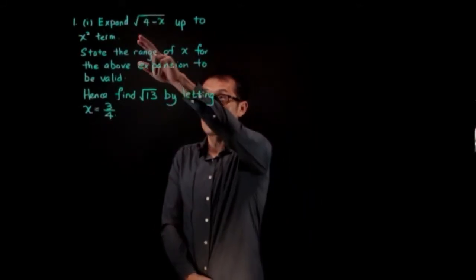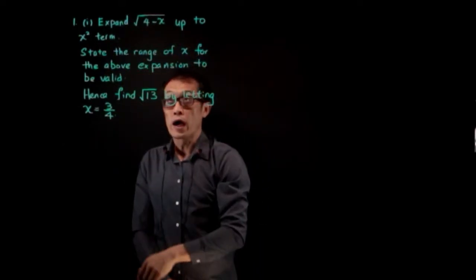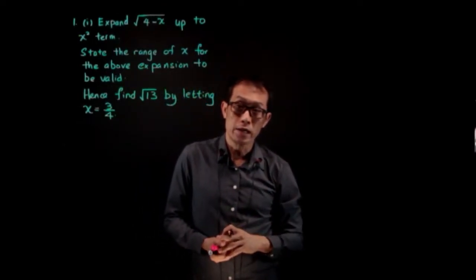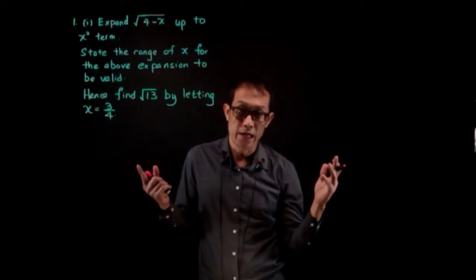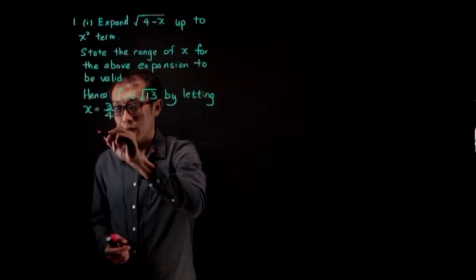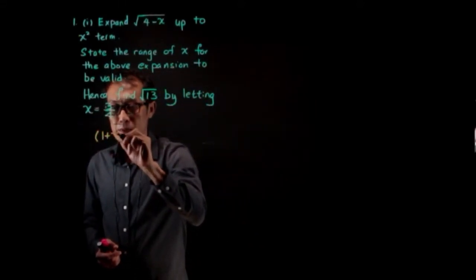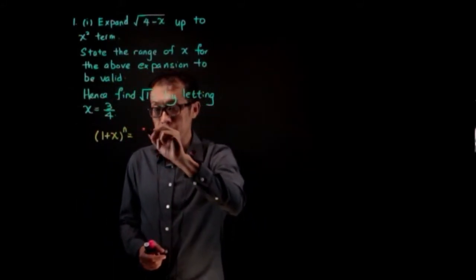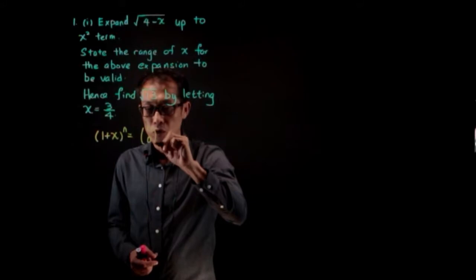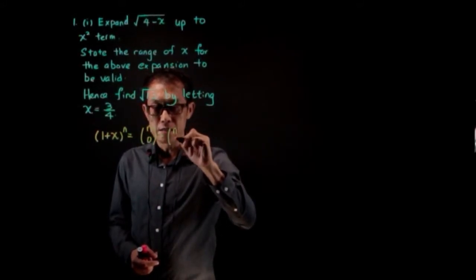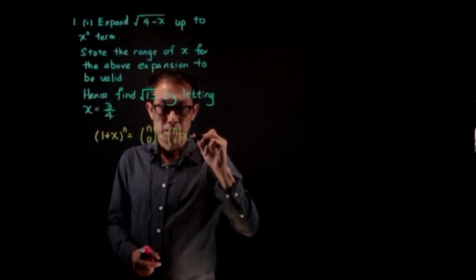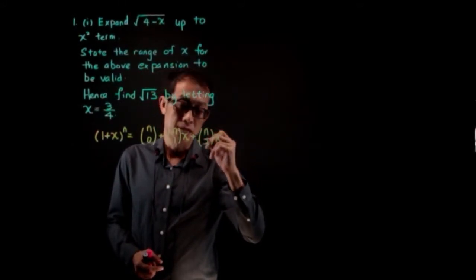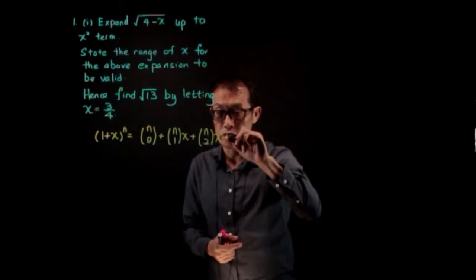You are asked to expand this up to the x squared term. Now let's look at the general formula for 1 plus x to the power of n. If you do a binomial expansion, then you get nC0 plus nC1 x plus nC2 x squared plus nC3 x cubed, and so on and so forth.